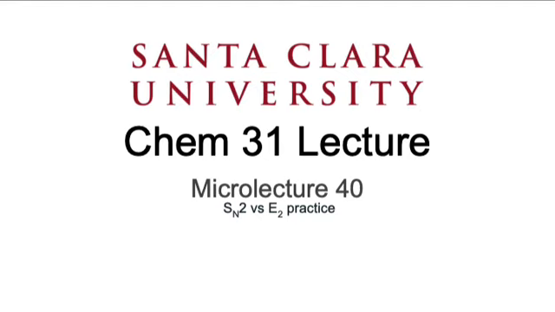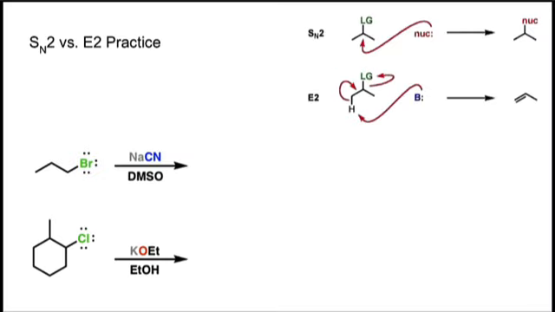Welcome to Microlecture 40, which is a video problem set on SN2 versus E2 reactions. Okay, so none of this is new material here. What we're doing is just practicing deciding whether the reaction is SN2 or E2, and then writing out the mechanism, and some generic mechanisms are in the upper right-hand corner to differentiate SN2 from E2, just as a reminder. And then lastly, to predict the major organic product from each reaction.